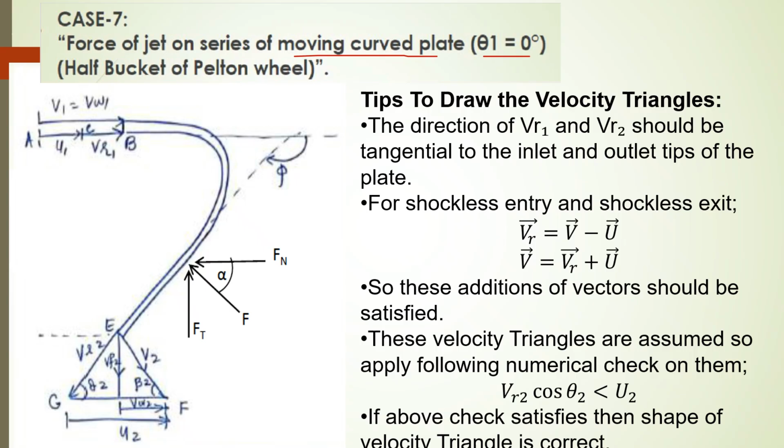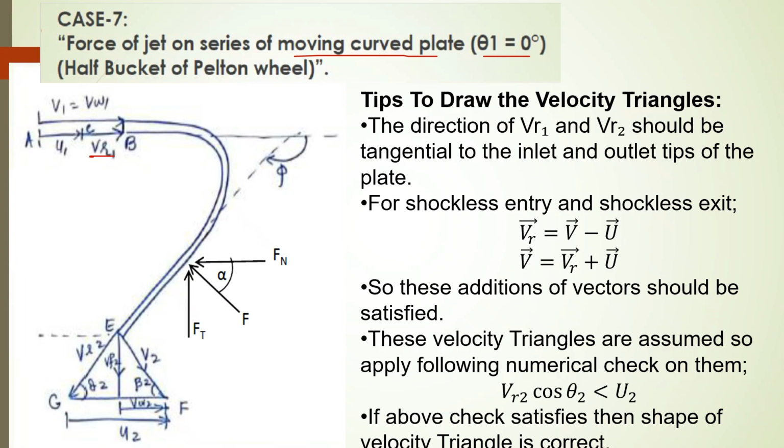So for the case when the curved plates are moving, we need to take the relative velocity into consideration. First of all, how to draw the velocity triangles for the moving buckets at the inlet tip and at the outlet tip. To draw the velocity triangle, we need to see what is happening when theta 1 is equal to 0. At the inlet tip, there is no inclination, there is no vane angle. Then all of the directions are the same.